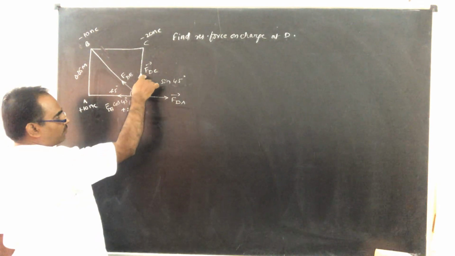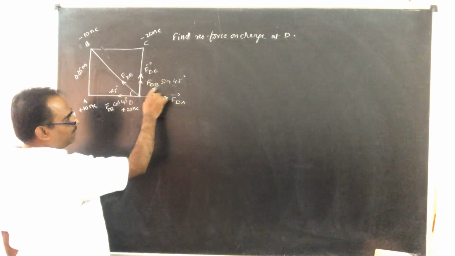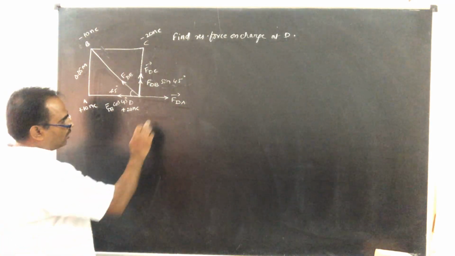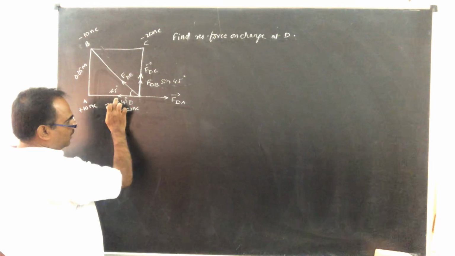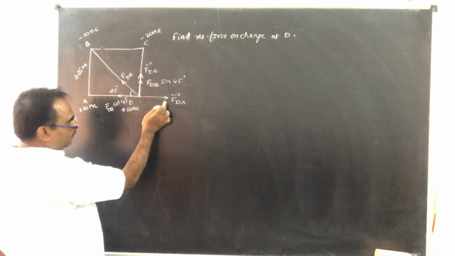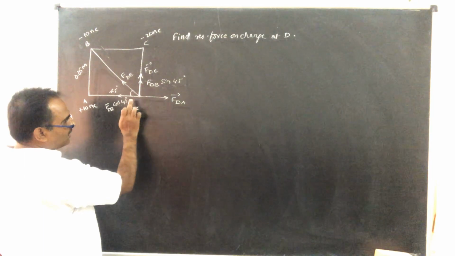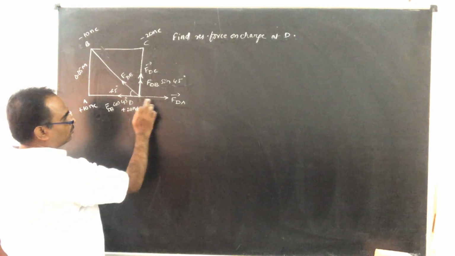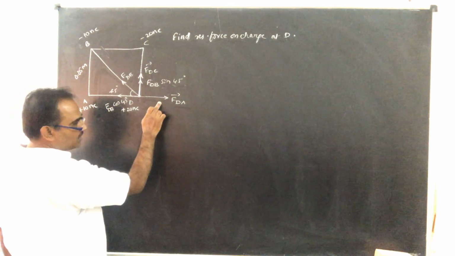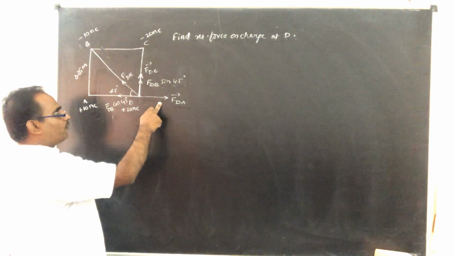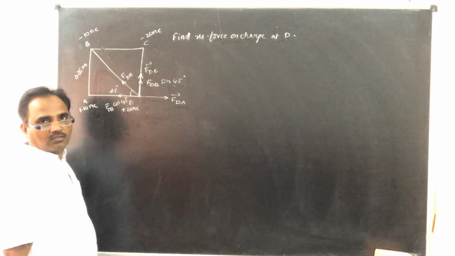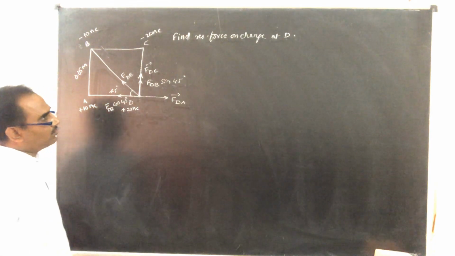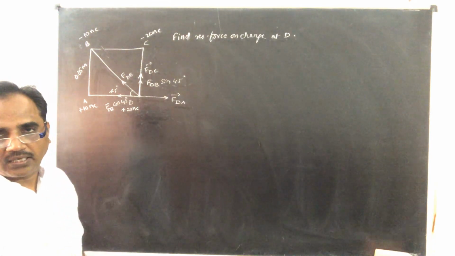So these two components will add up. FDC plus FDB sin 45 will give you the resultant force in this direction. These two vectors being in opposite direction, you find the difference between these two, and the resultant of these two will be towards the larger force. So these two vectors are reduced into a single vector. Next you find the resultant of this and the other vector by using parallelogram law. In that way you can find the resultant force on charge at D.